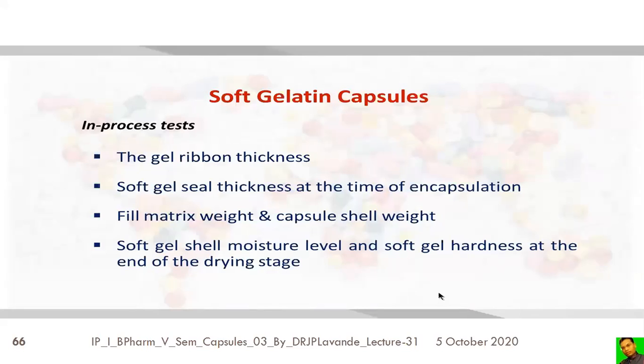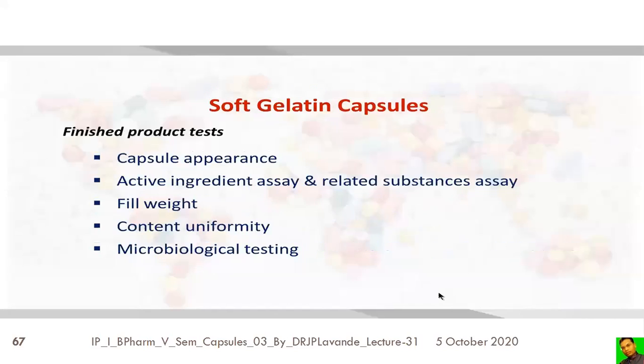Now, in process, some tests need to be performed on the soft gelatin capsules. One is the gel ribbon thickness; there is a need for uniform thickness of the gel ribbon. Then the soft gel thickness at the time of encapsulation, fill material weight, fill matrix weight, and capsule shell weight have to be checked. Also the soft gel shell moisture level and the soft gel hardness at the end of the drying stage. These are some of the in-process quality controls.